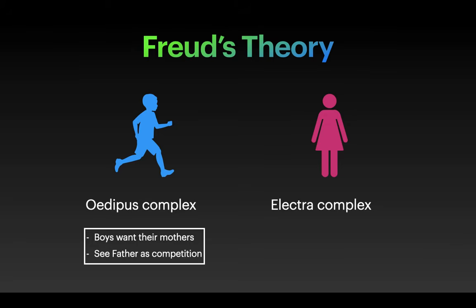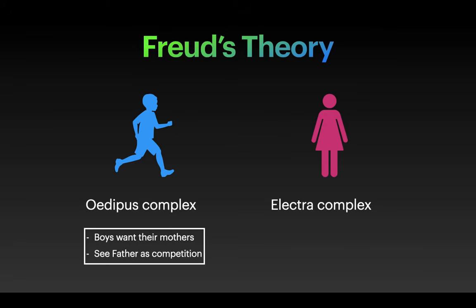And they see their father as a competition, right? So that's the Oedipus complex. It's based on Greek mythology, where Oedipus was the king of a place called Thebes. He accidentally killed his father, if I'm not mistaken, and married his mother, right? And so that's where Freud drew the inspiration from.